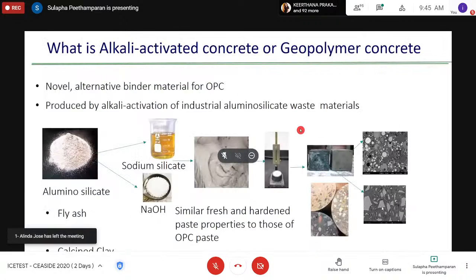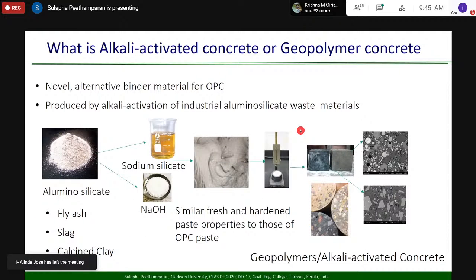any cement in it. So, in a nutshell, what is alkali activator or geopolymer concrete? What we can say is it is a novel alternative binder material which can replace Portland cement. And how do we make it? We produce it by alkali activation of industrial aluminosilicate waste, fly ash, slag, and calcined clay, or any naturally occurring material which has alumina and silica in it.